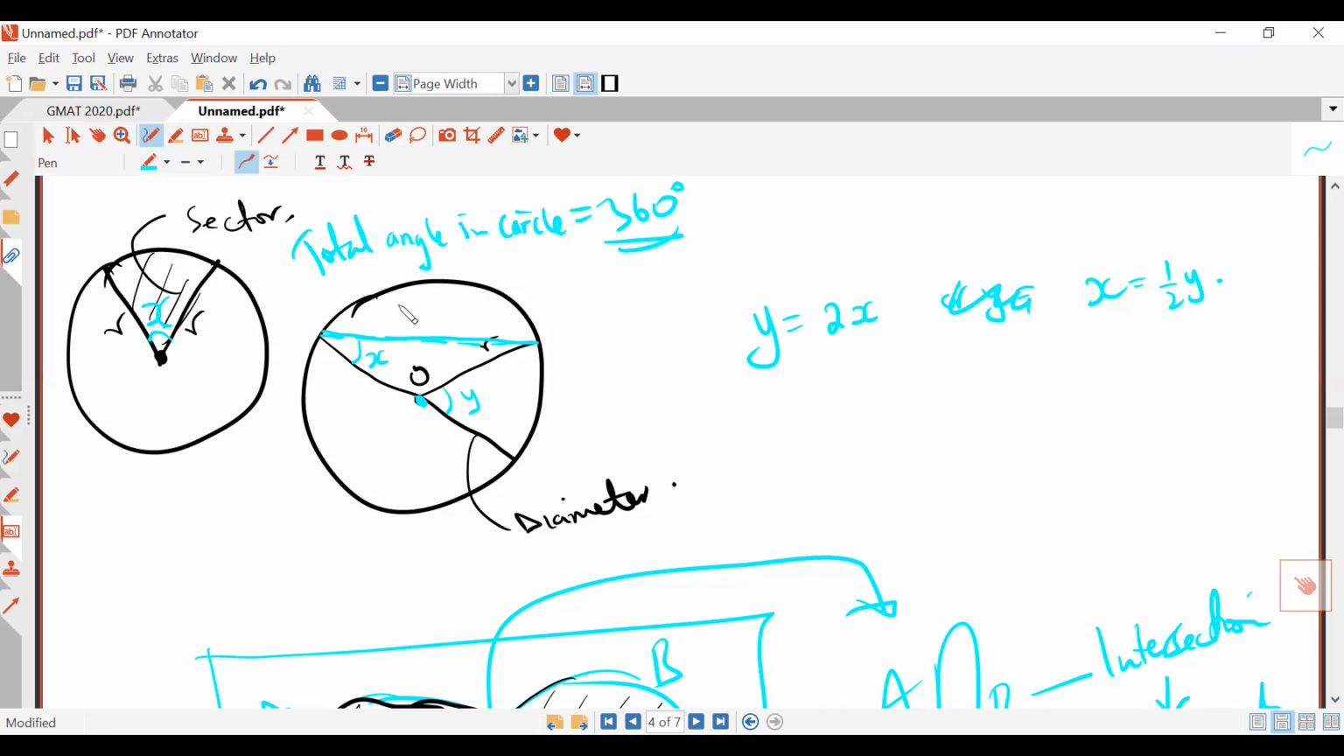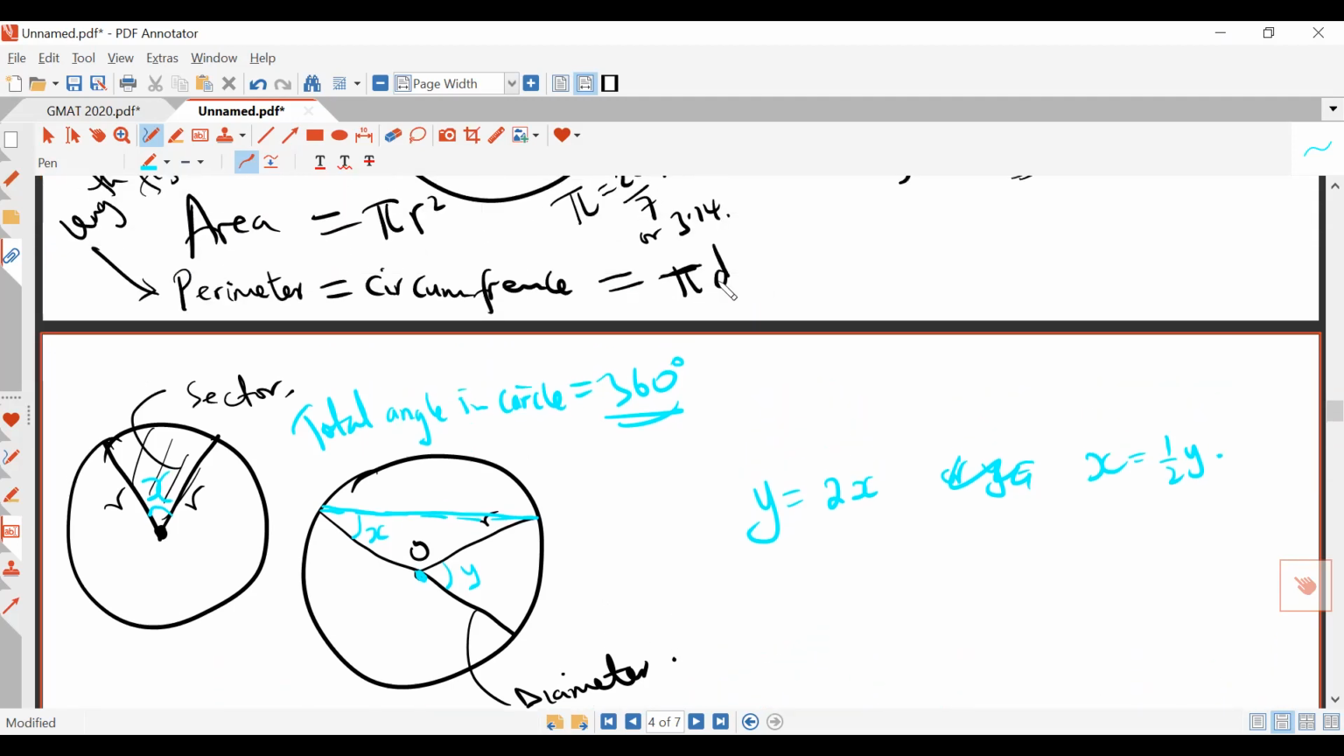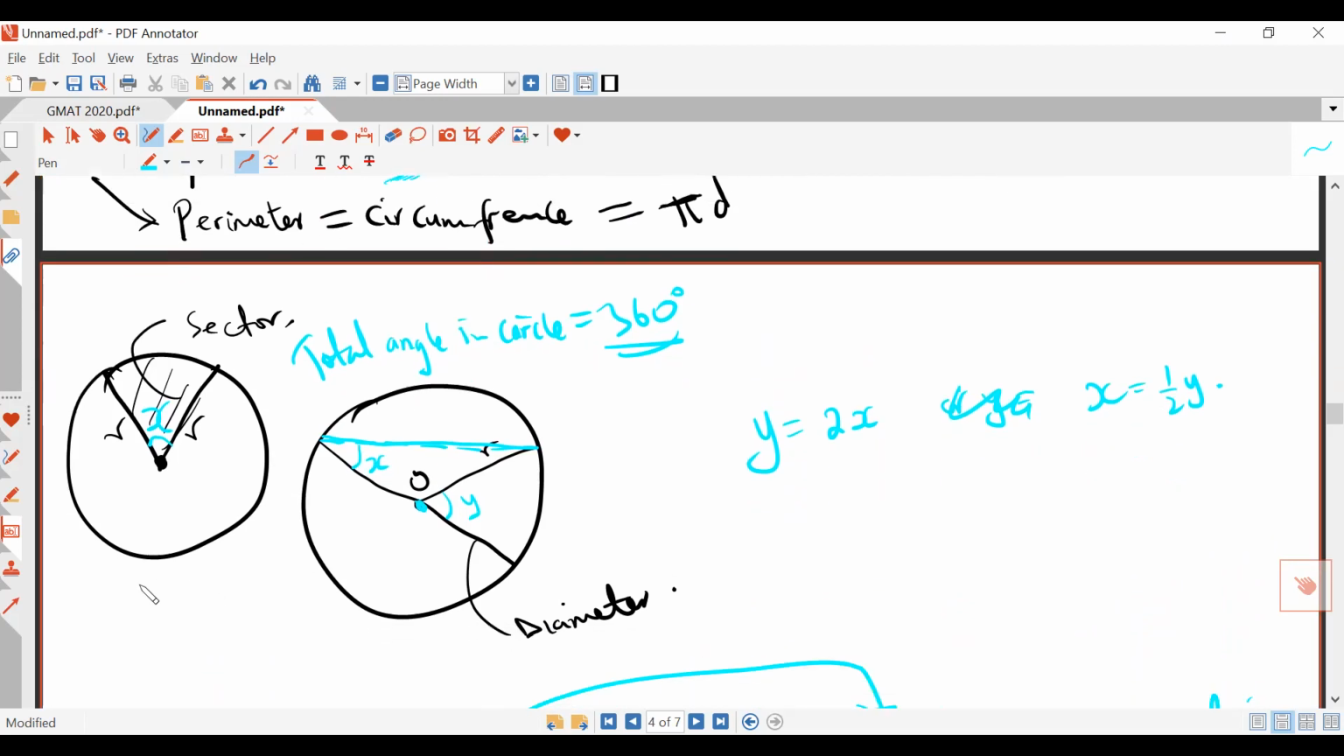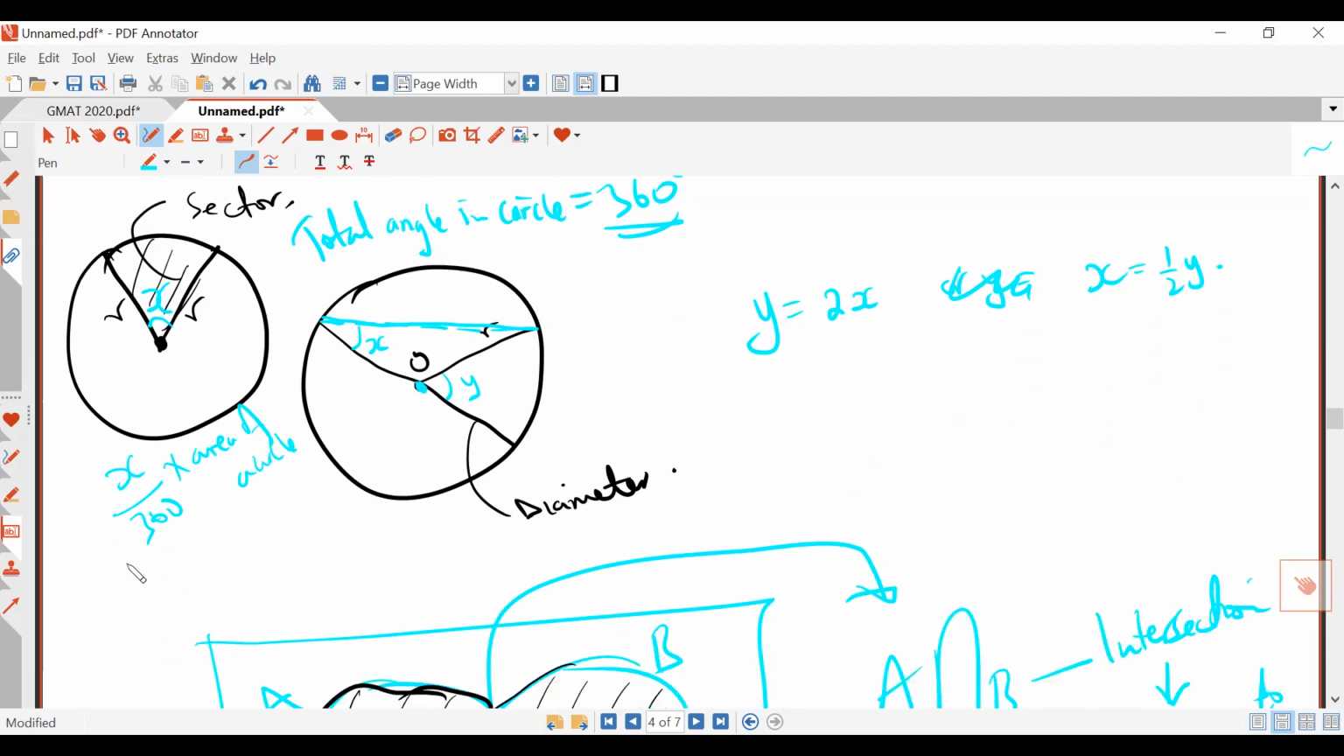Now, if it is 360 degrees, it means that area of a circle, we already said that it is equal to pi r squared. Which means that the fraction of this will actually be equal to our angle x divided by 360 times area of a circle. So that is what you call area of a sector.